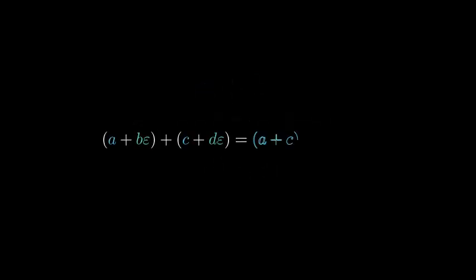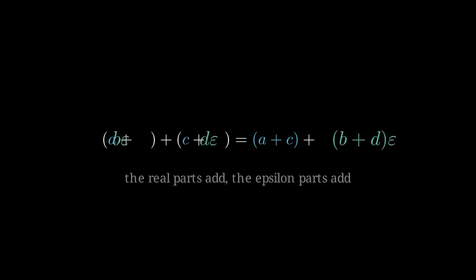Addition is exactly what you would guess. Add the two halves separately. Take a plus b epsilon and add it to c plus d epsilon. The real parts, a and c, add together to give a plus c. The epsilon parts, b and d, add together to give b plus d. Nothing surprising has happened yet.